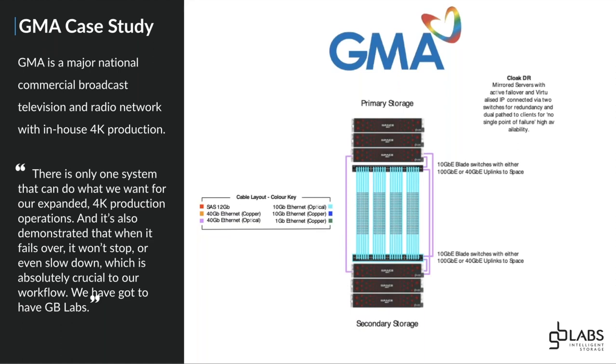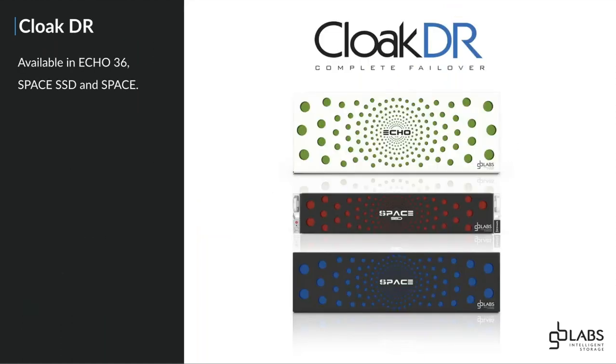Cloak DR is a piece of software that is developed obviously by GB Labs. It is for our platforms and it works on Echo 36, it works on Space, and it works on Space SSD. So it is true to say that you could get the lower cost units in the Space or Echo range and simply put them together with Cloak DR, and you would have a resilient system. This would not cost a huge amount and would certainly give everybody a good sleep at night, because should the worst happen, the other server will take over.